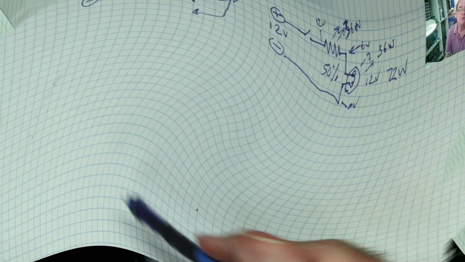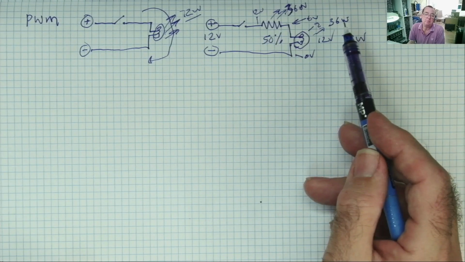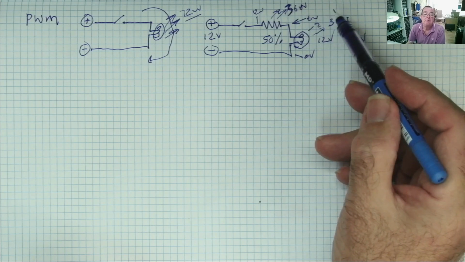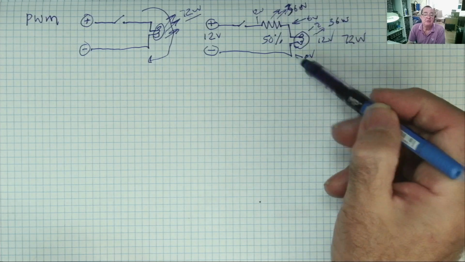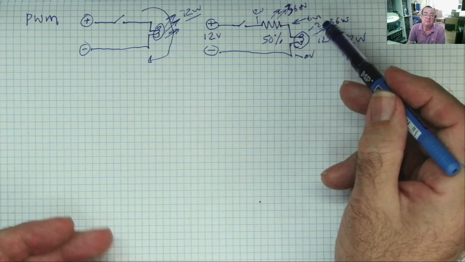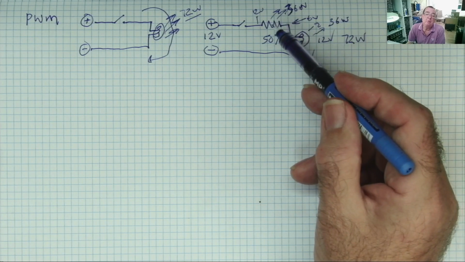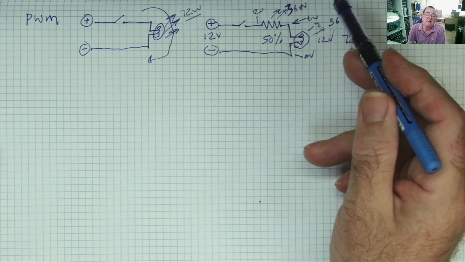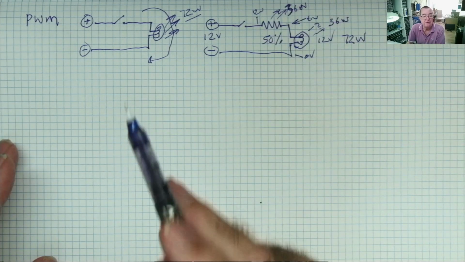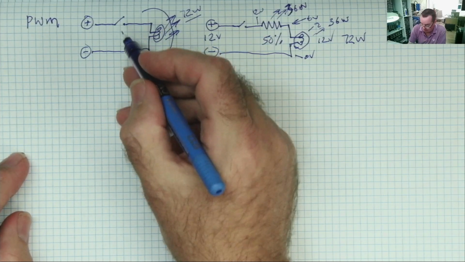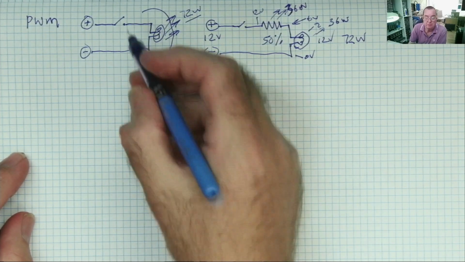Let's continue. So how do we get around this problem? Well, we need a method by which we can provide the lower voltage to this bulb, 6 volts, to make it glow dimly, which we want to do, half brightness. But we don't want to waste the additional energy. And we can actually do that quite simply. So if we go back to our original circuit, this one.